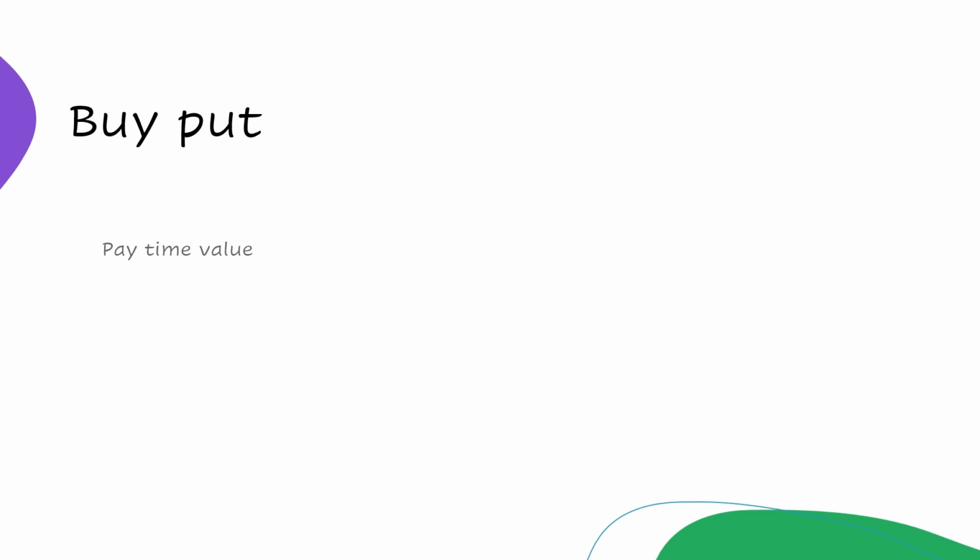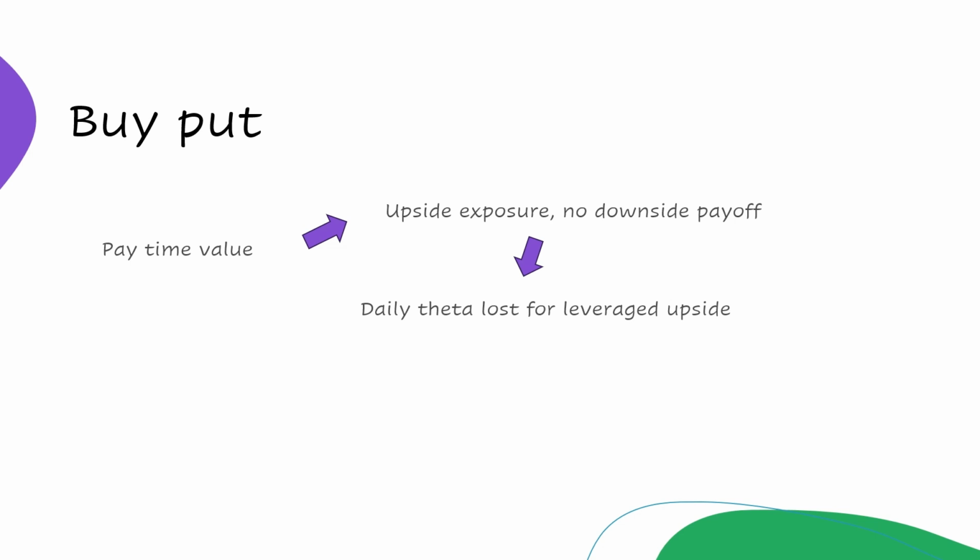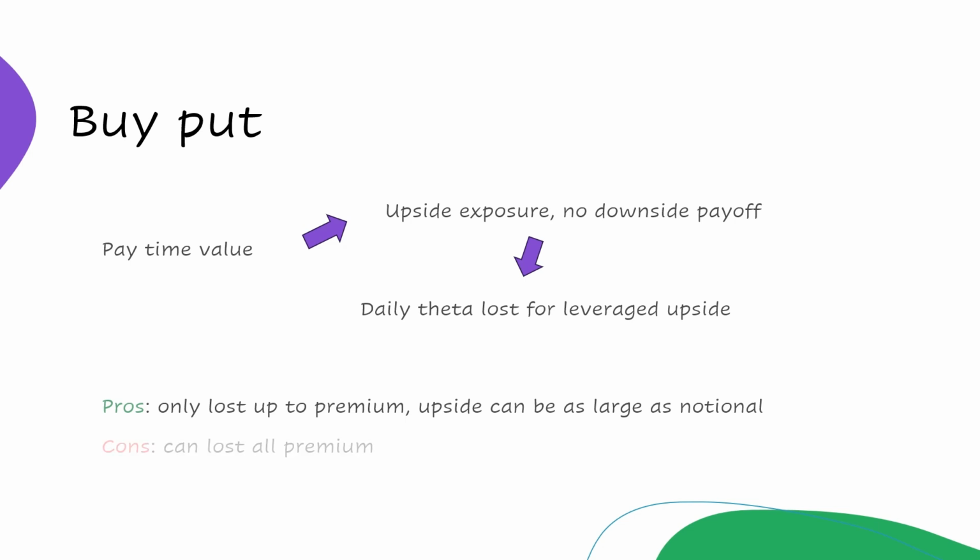Buying a put is about paying time value in order to enjoy the upside payoff when the underlying asset moves lower, but with no downside payoff when the underlying moves higher. Effectively, put buyers pay daily theta to have leveraged payout. The advantage is that put buyers can only lose up to the fixed premium paid at inception, while upside gain is potentially large. The disadvantage is that put owners can lose all the premium paid.